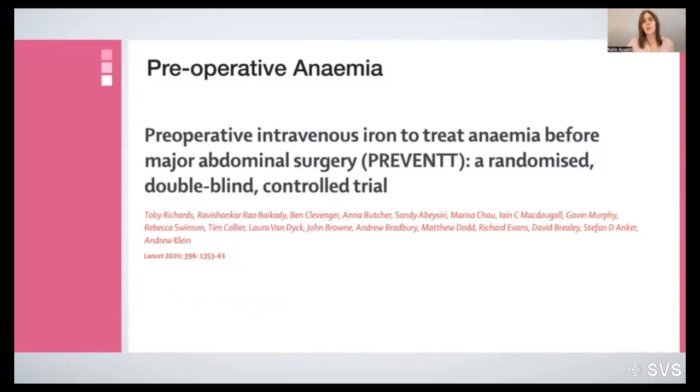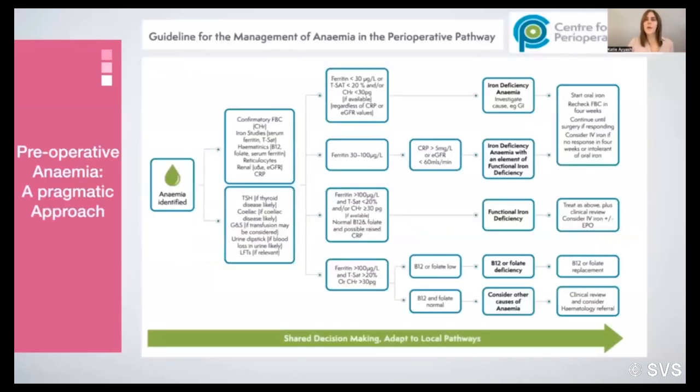And what the study showed is that even though IV iron is a safe and effective treatment for perioperative anemia, there was no benefit in giving it because it didn't reduce the frequency of blood transfusions or mortality relative to the placebo group. But what it did show was that there was a reduction in readmission rates in those who did receive IV iron. So this is an example of a pragmatic approach for the management of preoperative anemia in the elective setting, and this was described by the Centre for Perioperative Care.